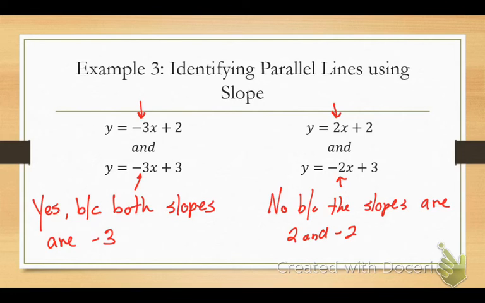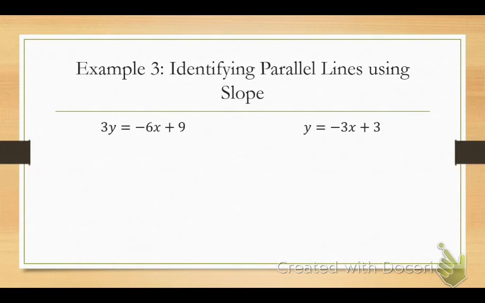All right. Now let's look at the next one. This is what it's going to look like on a quiz or test. Okay? So can I just look at this and say, oh, the answer is no because this slope is -6 and this one's -3? The answer is no because one of them is not ready. Which one is not ready? The first one. Why is this equation not ready? Because it's 3y and not just y.